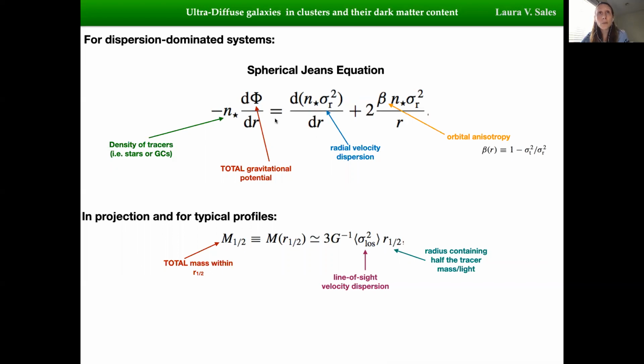Of course, nobody goes through this 3D spherical symmetric approach, but there are mass estimators that are simpler that people apply directly to the observations. That looks something like this. The mass within the half mass radius will be some sort of constant times the velocity dispersion squared times the half mass radius. And that's exactly how it's done in the observations.